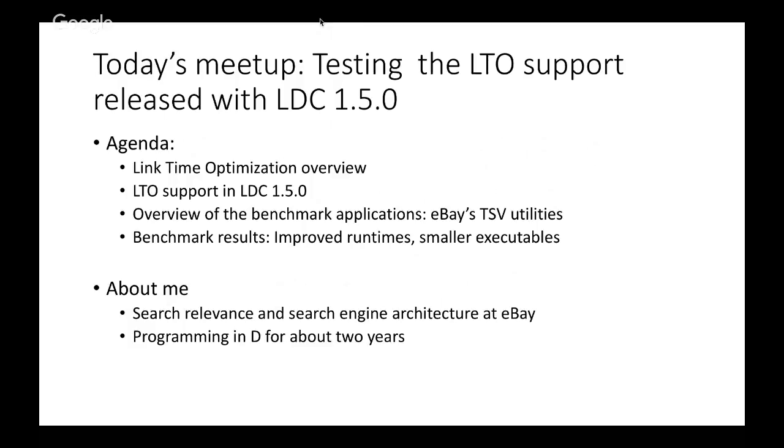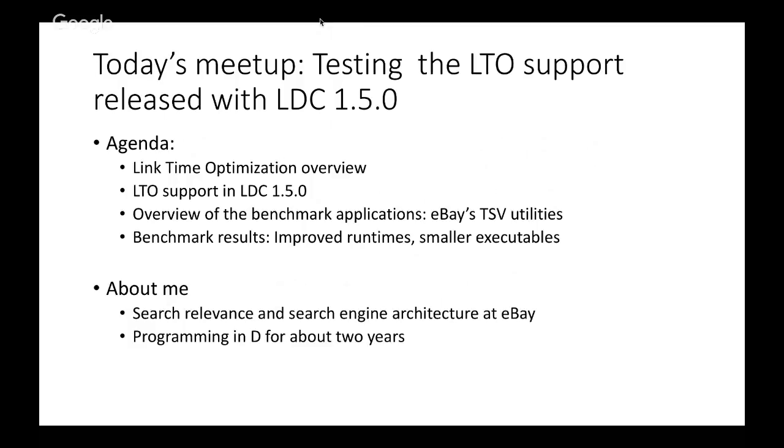In the 1.5 release, which I think was just recently, in November, a whole bunch of stuff came together to make link time optimization really very, very usable. The link time optimization is actually based on the LLVM link time optimization. So essentially what's happening is the LDC guys are making the LLVM link time optimization facilities available in the compiler package.